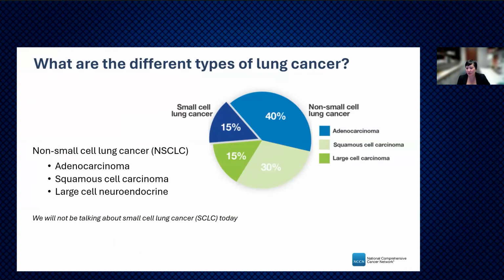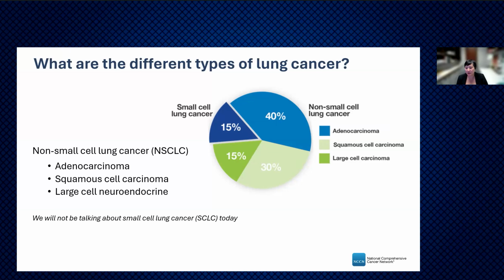So what are the different types of lung cancer? So there's two types, small cell and non-small cell. We are not going to talk about small cell lung cancer today. That's treated quite differently. We're going to talk about non-small cell lung cancer. And it's called non-small cell lung cancer because when we look under a microscope, the tumor cells look a little bit bigger, whereas the small cell lung cancer cells look very small and blue.